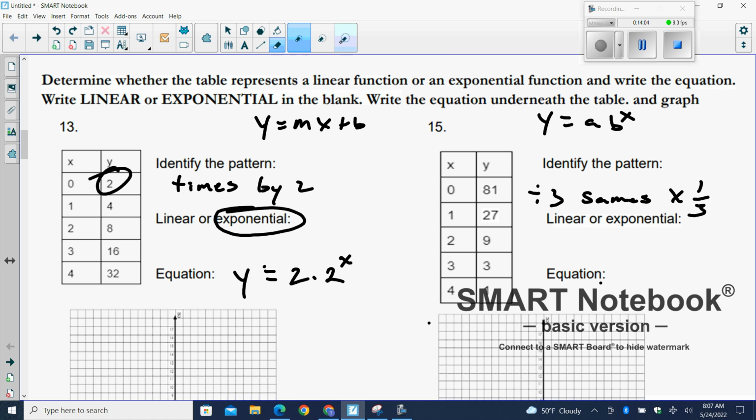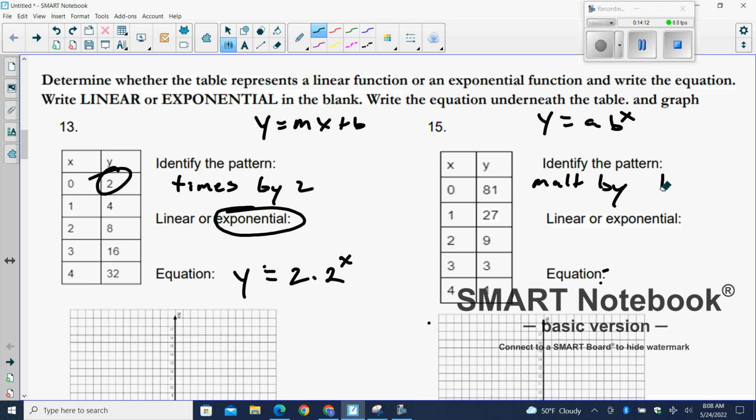Let me write that more how we want it on the test. I would say multiply by 1/3. So what's happening here? We're multiplying by 1/3. So I know it's exponential because we're multiplying. My equation then, y equals, my initial value is 81. My b value is 1/3. Be careful, you need parentheses. If you want, you can stick a times sign in there. You don't have to. 81 parentheses 1/3 of the x means 81 times 1/3 to the x.